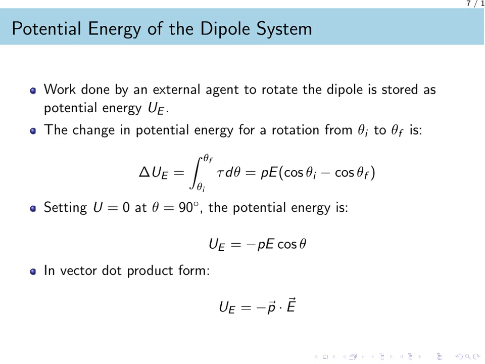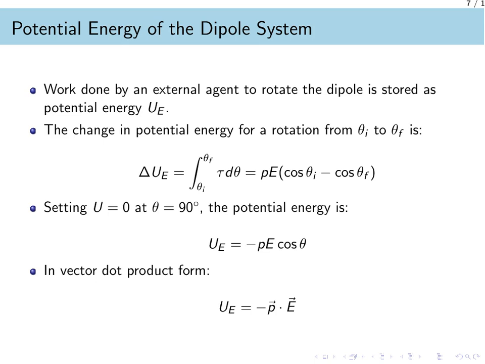When an external agent does work to rotate the dipole against these forces, that work is stored as electric potential energy in the system. The change in potential energy when the dipole rotates from an initial angle to a final angle is found by integrating the torque over that angular displacement.